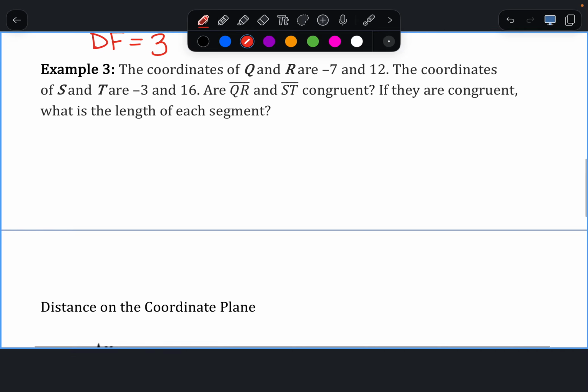Okay. Q and R are -7 and 12. The coordinates of S and T are -3 and 16. I want to know if these two segments are congruent.